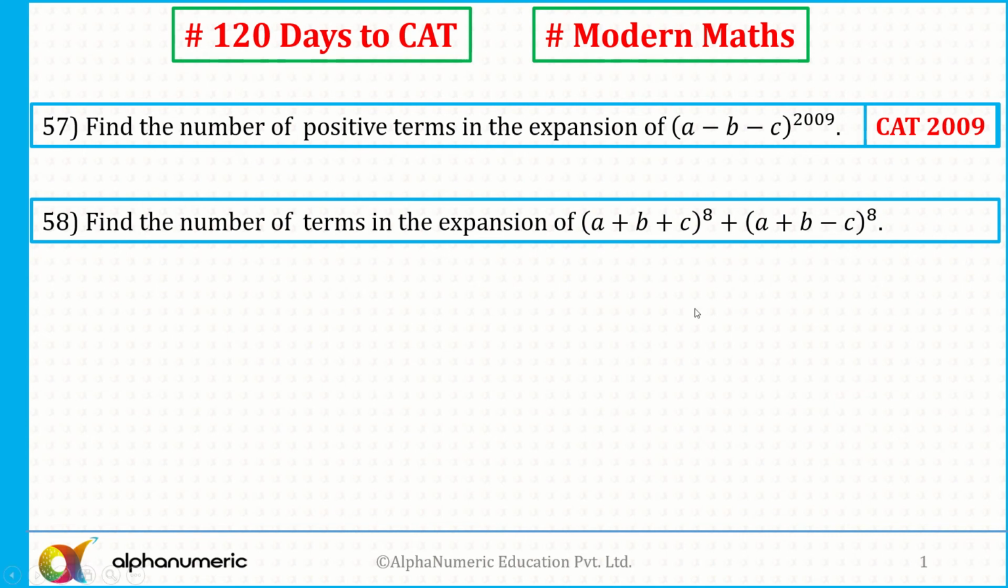Hi, today is 30th July and exactly 120 days are remaining for CAT 2020. And today I'm going to discuss two questions from modern maths. Both the questions involve the same concept. Now the first question was asked in CAT 2009, in my slot here. So let's discuss these two questions.